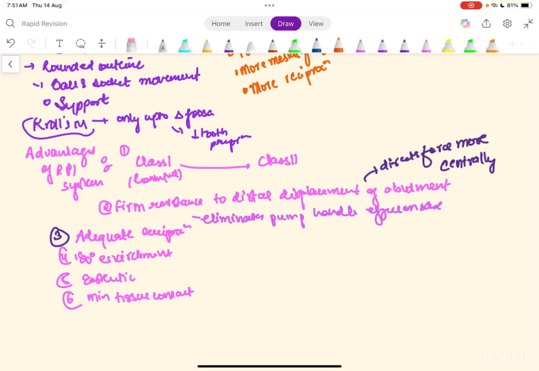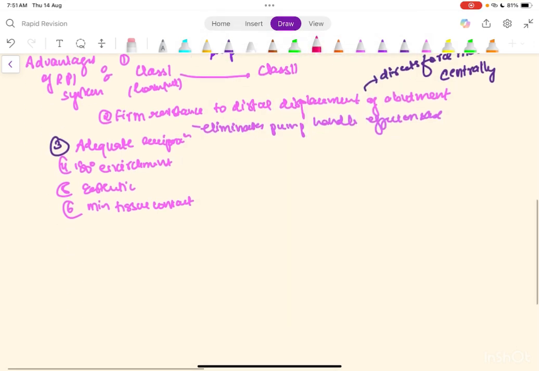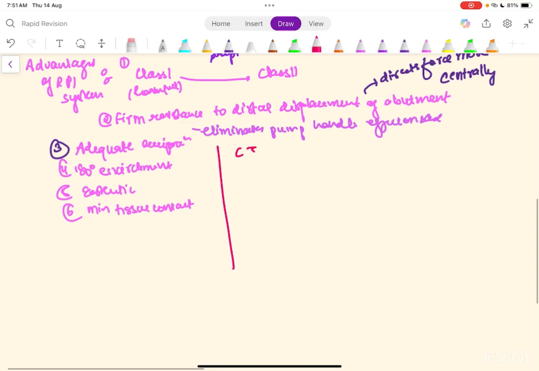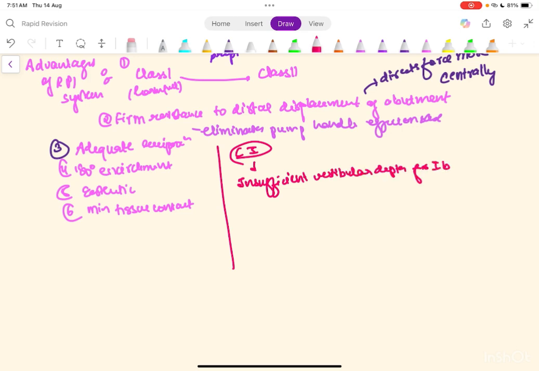Now contraindications: when there is insufficient vestibular depth for the I-bar clasp and tissue undercut below the abutment teeth.